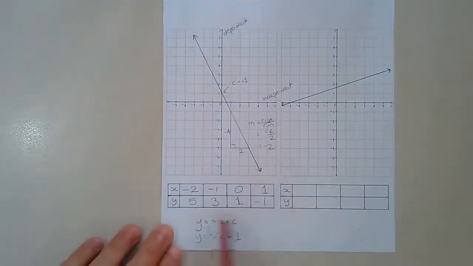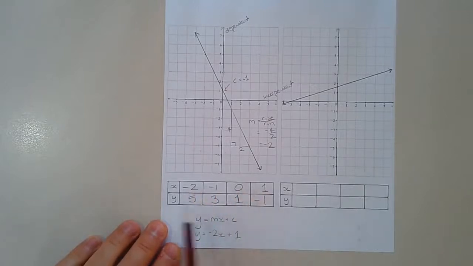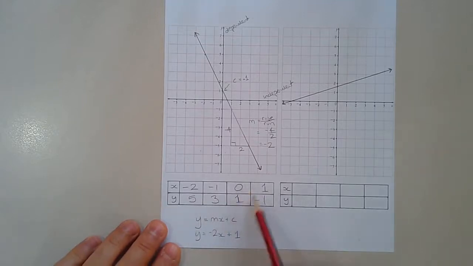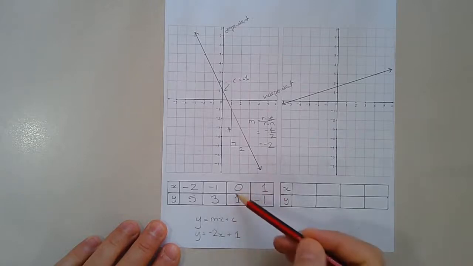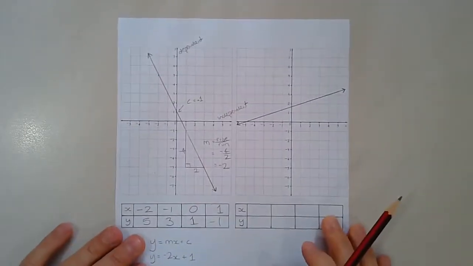Okay. So you can see here that as x goes up by 1, the y value goes down by 2. So -2. And that's where this -2 comes from here. And we have the y-intercept here of 1 when x is 0. So we can use the table of values as well to work this out. Let's have a look at the next example.